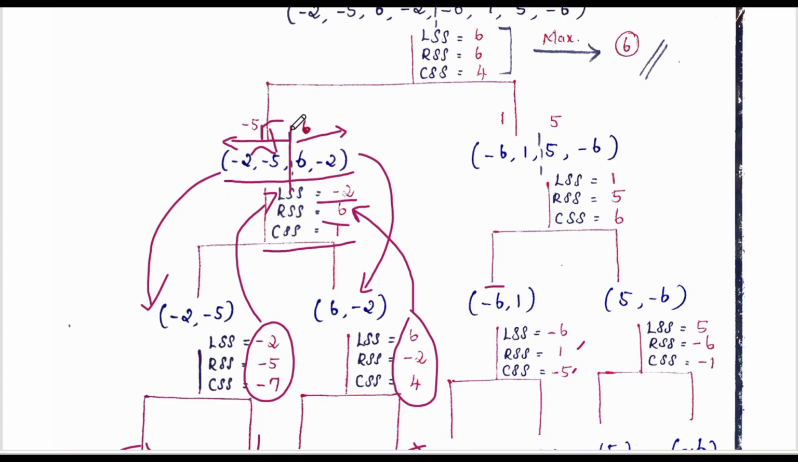Okay, minus 5. Here start from 6. In the right side start from 6. 6 minus 2, 4, right? 4 means the value will decrease. So don't take that value. Take 6.